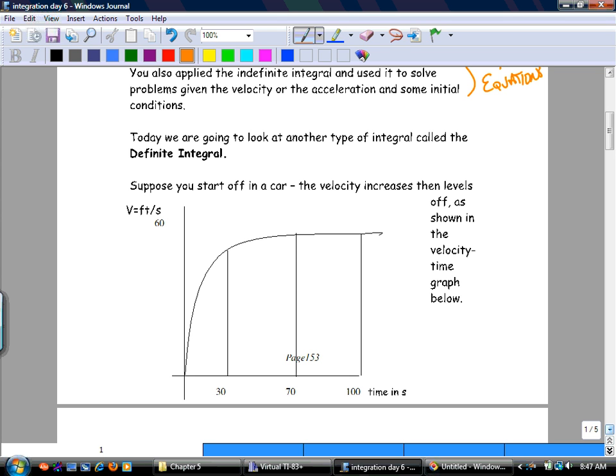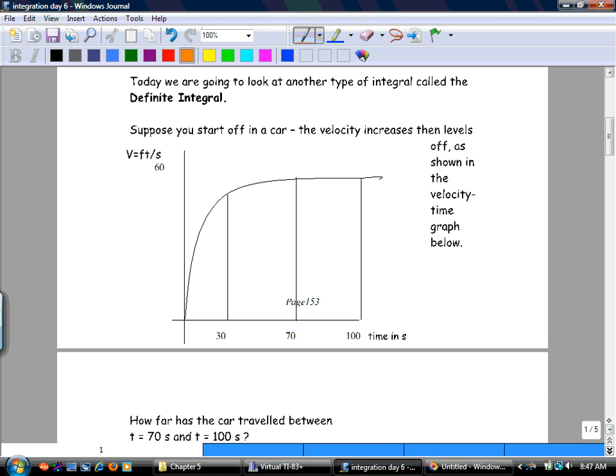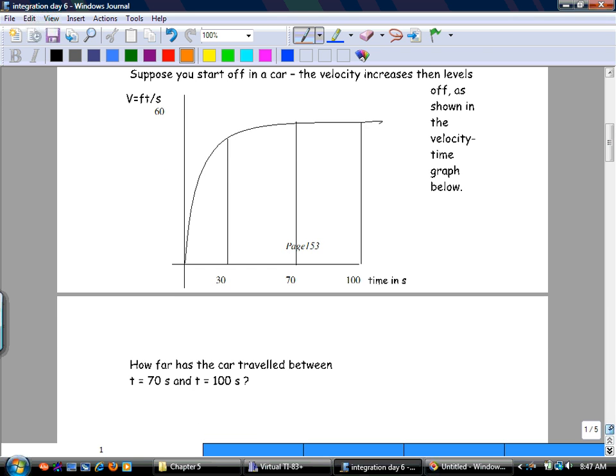under the curve. Okay? So if you flip the page, I'm going to leave my graph here. How far has the car traveled between 70 seconds and 100 seconds? Well, that shape is pretty much a rectangle. Would you agree to that statement? Pretty much. Exactly? No. Pretty much?